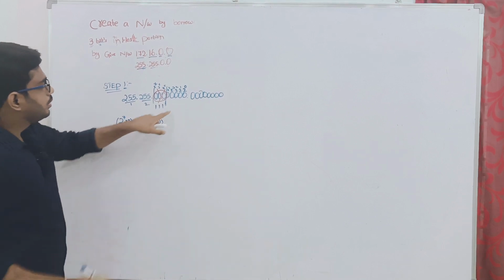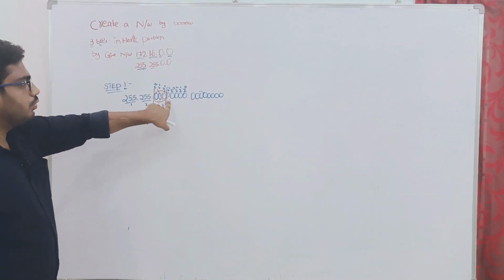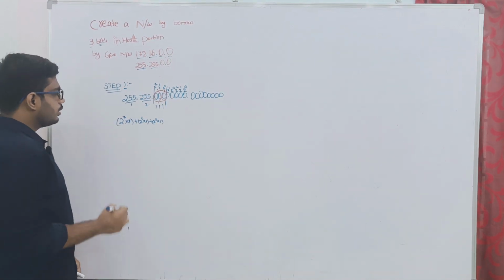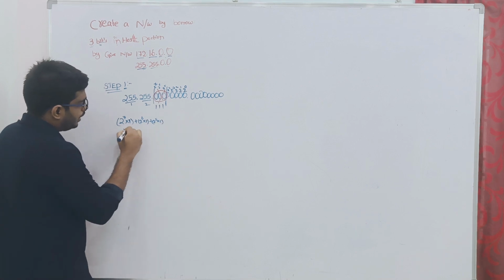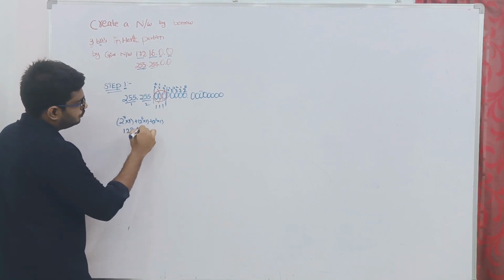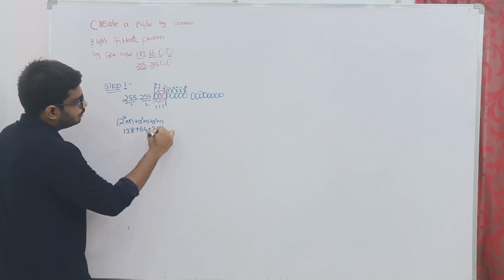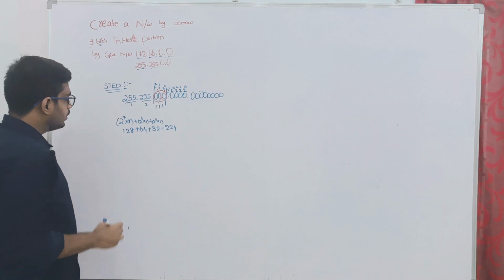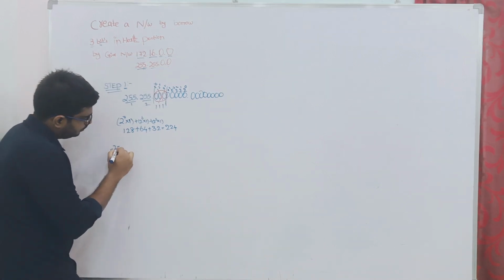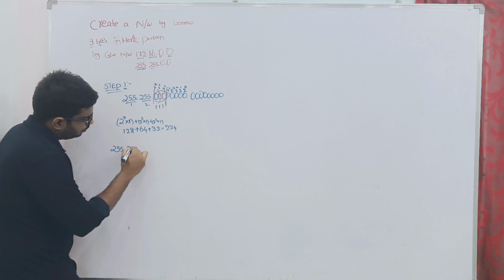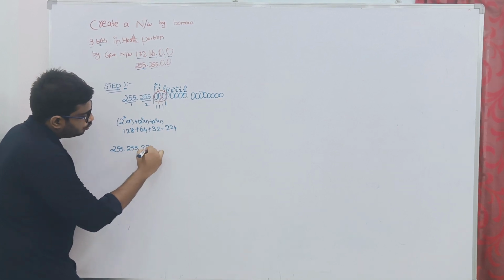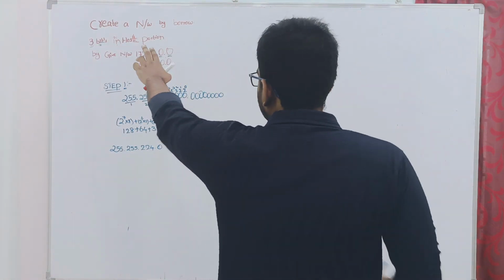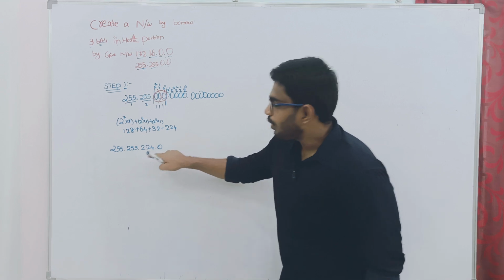You need not write those other things. Why? Because we all know anything you multiply with 0, you get the result of 0. So what result am I going to get? 128 plus 64 plus 32. The result is 224. What is the subnet mask now? Now the subnet mask is 255.255.224.0. So these 3 bits are reflected in the third octet.